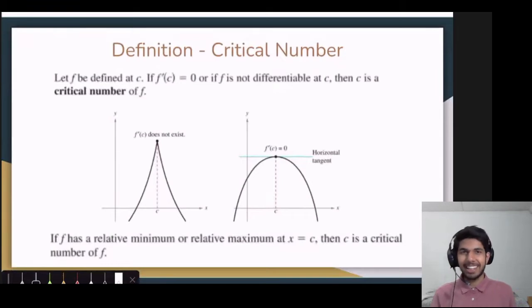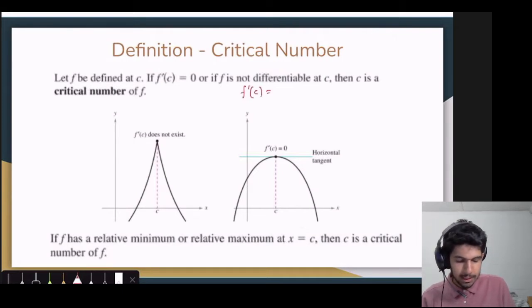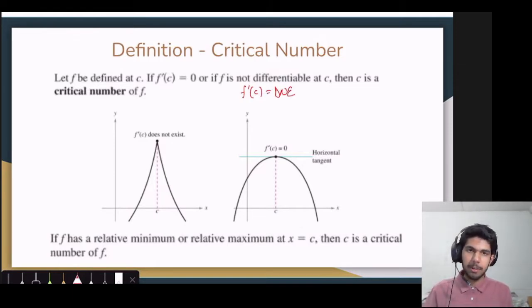But before we get into that, we have to introduce this new term, which is quite critical, pun intended, which we call a critical number. This word is thrown around a lot in calculus, so it's helpful to know what it is. So we have a function, it's defined at c. If the first derivative of the function evaluated at c is equal to 0, or f is not differentiable at c, which just means that f prime of c does not exist, that's saying the same thing, then c is a critical number of f.